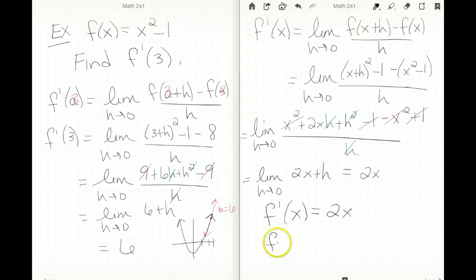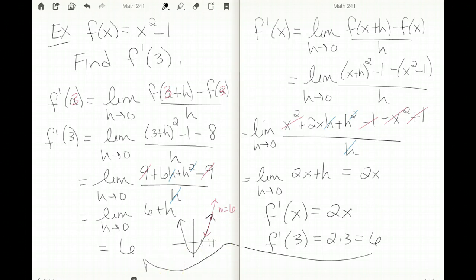And if I wanted f prime at 3, I would plug in 3, so 2 times 3, which is 6. And hello, we got the same answer. The reason for that is because the derivative, the slope of the tangent line at 3, should be 6, right? So of course these two methods should return the same answer.